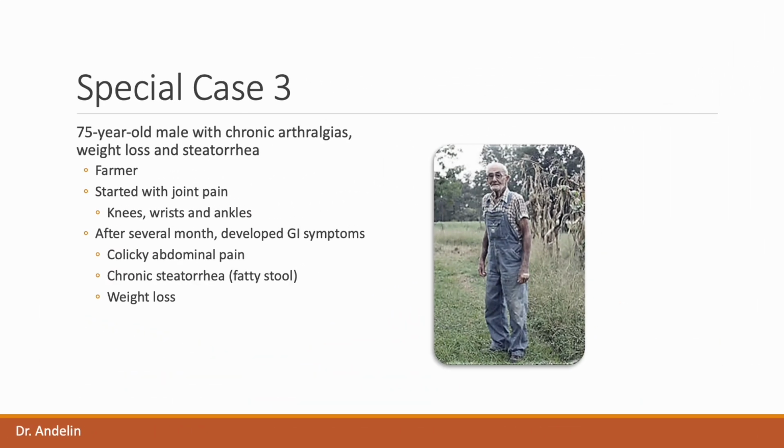In this last case, we have a 75-year-old male with chronic arthralgias, weight loss, and steatorrhea, which is fatty stools. He's a farmer and started having joint pains in his knees, wrists, and ankles several months ago. Later, he started developing gastrointestinal symptoms with colicky abdominal pain, chronic steatorrhea, or fatty greasy stools, and is now noted to have unintentional weight loss.